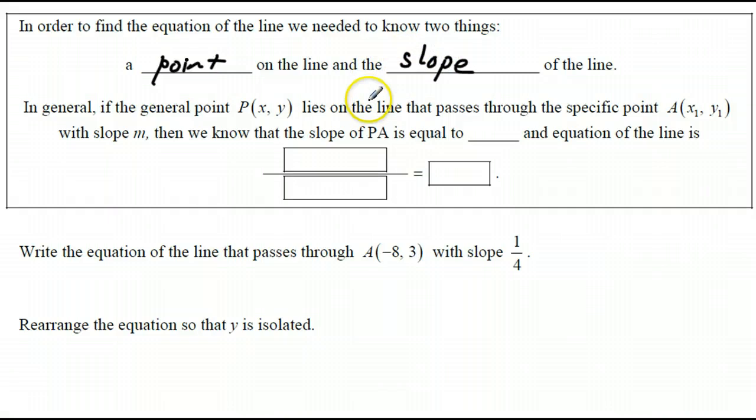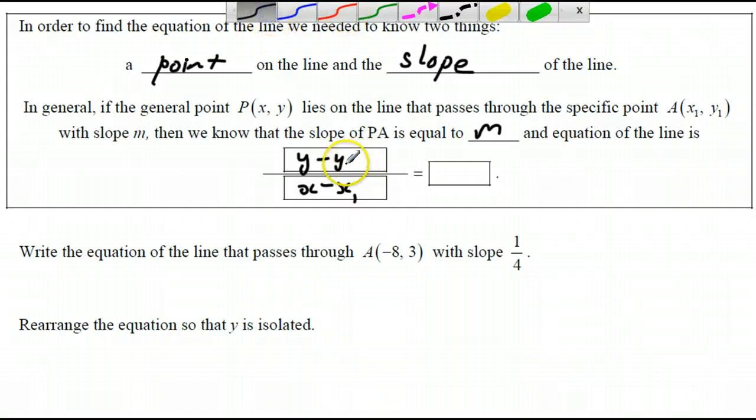In general, if the general point P, (x, y), lies on the line that passes through the specific point A, (x1, y1), with slope m, we know that the slope of PA is equal to m, and the equation of the line is (y minus y1) over (x minus x1), and that one there should be a little subscripty, and that's equal to m.